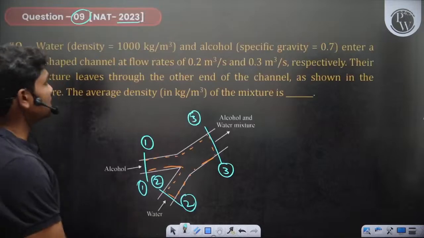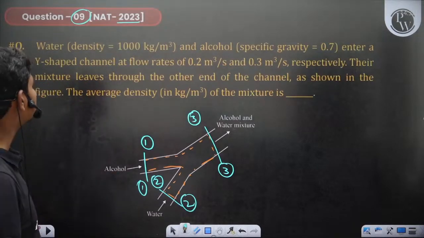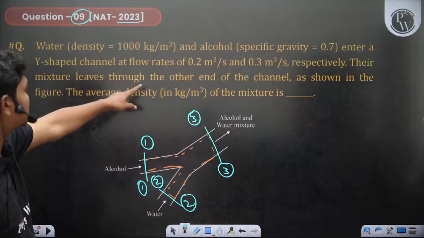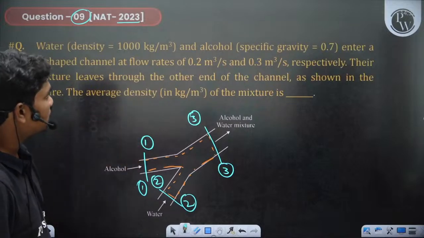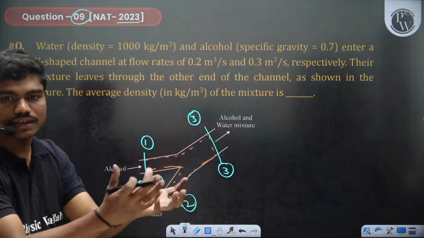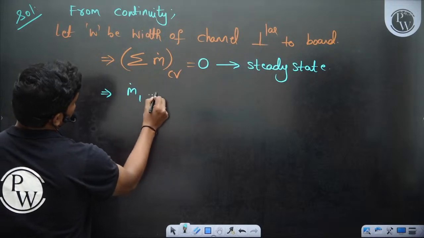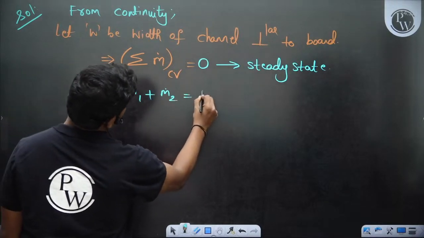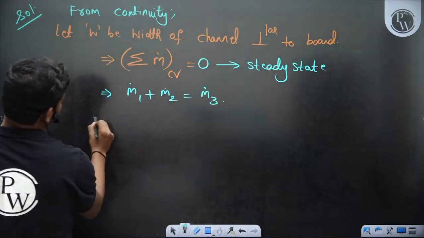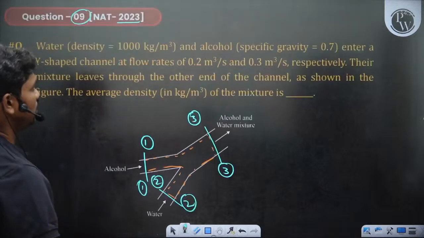Right? So this should be at steady state. Okay, and clearly you can see here they have given a Y-shaped channel at flow rates. The mixture leaves the other end, and obviously the channel cannot hold any liquid, so it should send out. So this gives you m dot 1 plus m dot 2 is equal to m dot 3. Clear?